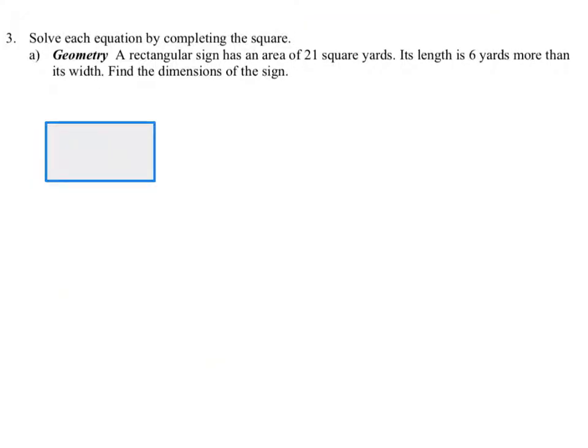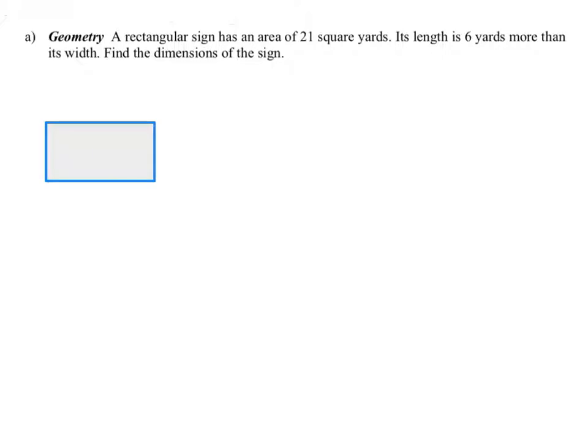In number 3, part A, we want to solve by completing the square. Let's solve a geometry problem using a quadratic equation. Here we have a rectangular sign that has an area of 21 square yards. Its length is 6 yards more than its width. Find the dimensions of the sign.